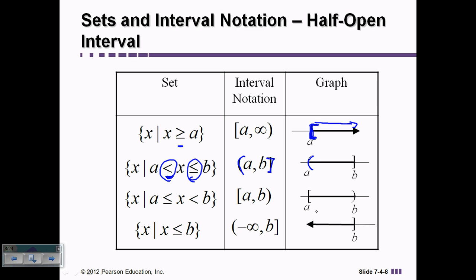On the third example, a is a solution to the problem, but b is not. Again, look at the parenthesis on b. That tells me it's not a solution. The bracket on a tells me that it is a solution.